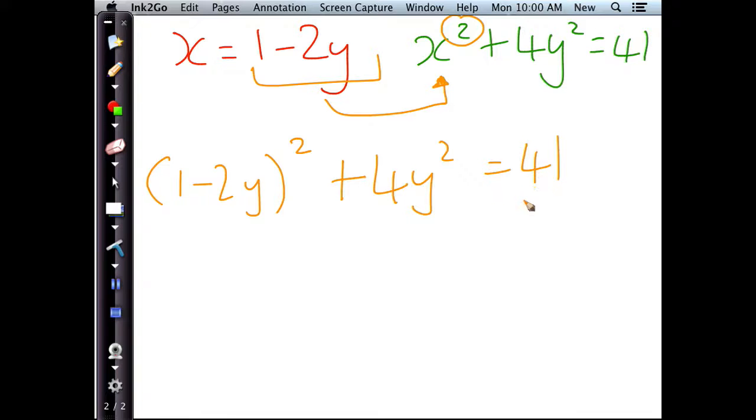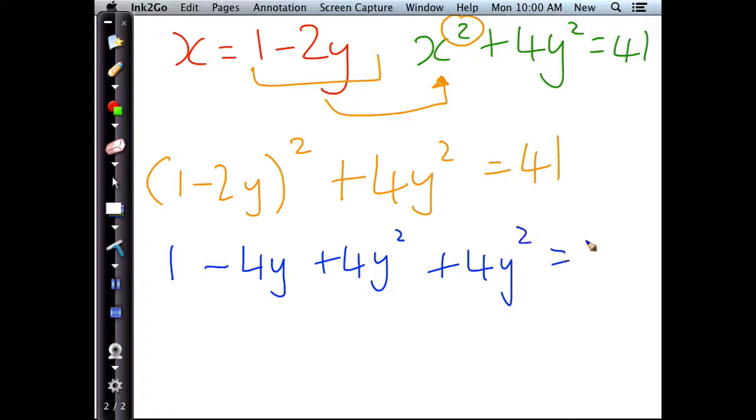Now at this point, if the algebra is competent, there's really nothing further for me to do. Am I right? Yes, because the rest is basic algebra. But let's do it. Let's square out the first part. That's going to give me 1, then negative 2y twice, so negative 4y, and then the last one is going to be positive 4y squared. Are you with me? That was just squaring out this bracket. Now we just add the plus 4y squared, which is equal to 41.